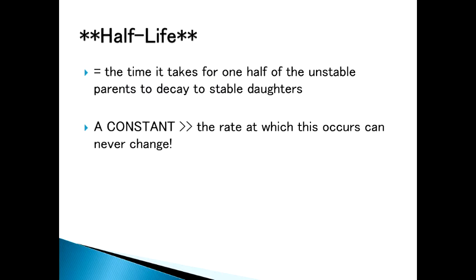Which brings us to how we measure this. We talk about the half-life of an unstable parent isotope or atom. And it's the time it takes for 1/2 of them to decay to stable daughters. So if you've got unstable uranium, a pound of it, how long is it going to take for 50% of it or half a pound of it to become that lead. This rate is a constant. I can't emphasize that enough. This rate never changes, doesn't speed up, doesn't slow down.